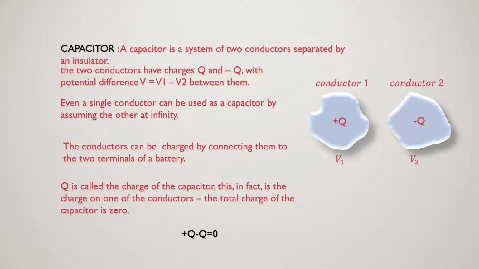Here Q is the charge on the capacitor. This is the charge on one of the conductors. The total charge of the capacitor is plus Q minus Q, that is, the net charge is 0. Q is the charge on one conductor and the total charge of the capacitor is 0. So the net charge on a capacitor is 0.